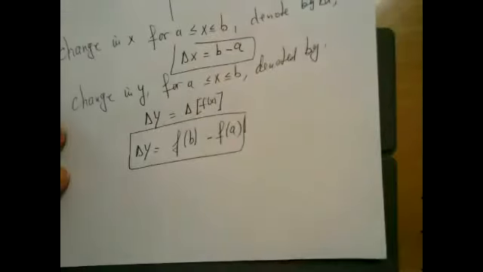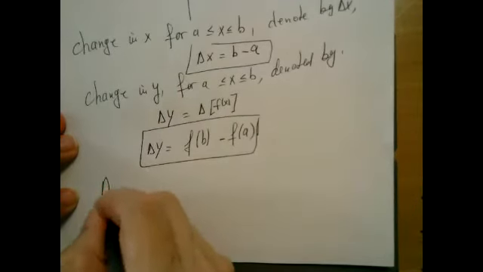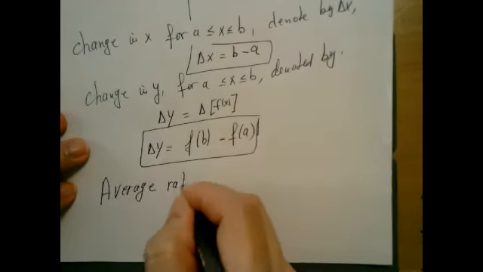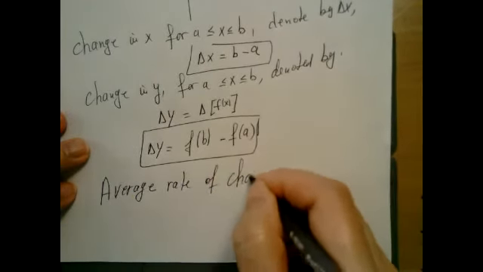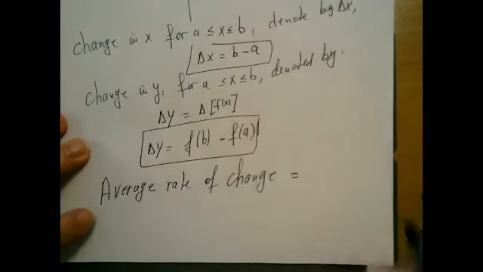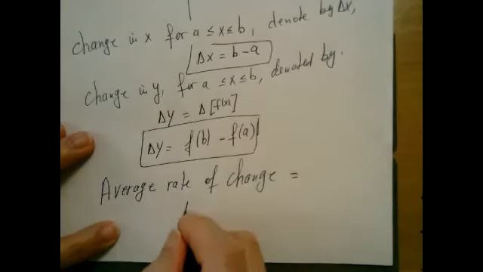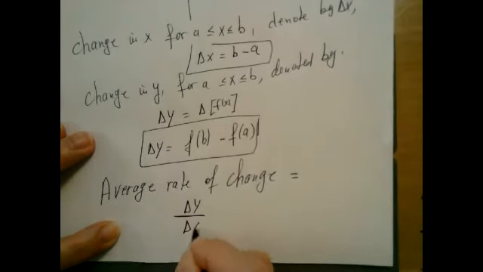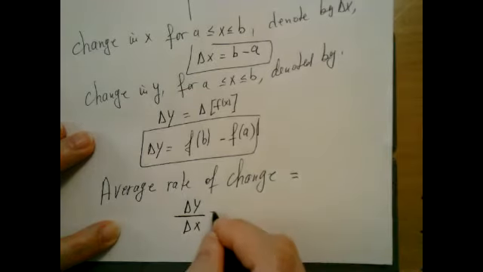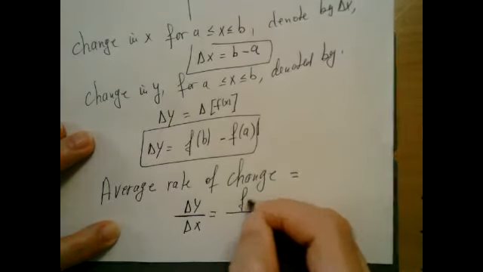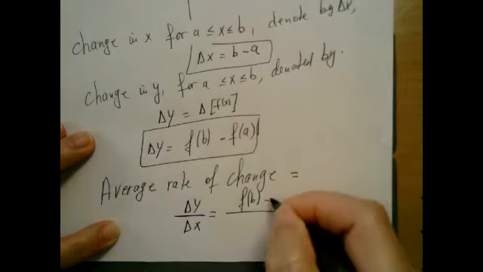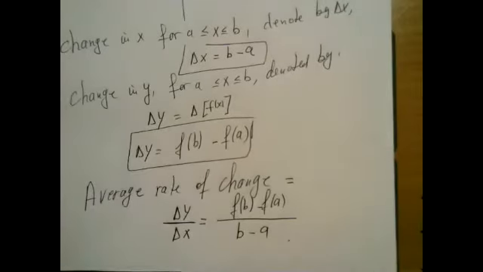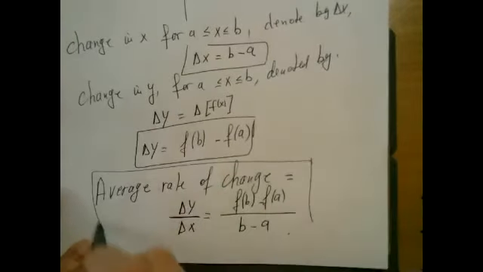Now, what's the average rate of change? The average rate of change is the change in Y, by how much Y changed, like how much the population changed, divided by how much X changed. So basically, it is f of B minus f of A divided by B minus A. So that's the definition of the average rate of change.